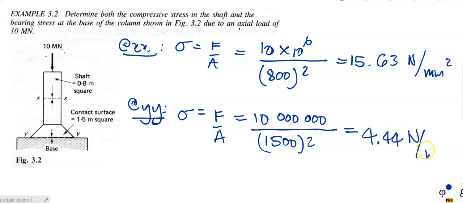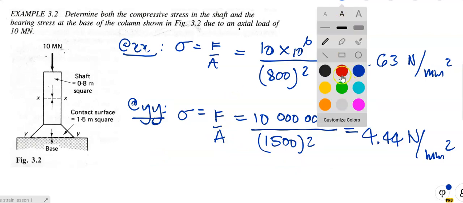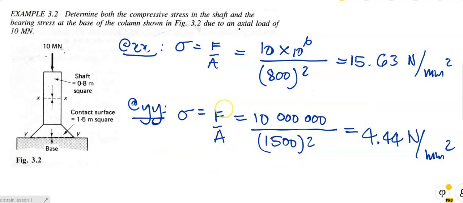newtons per millimeter squared. Can you see there that the force or the load being carried is the same, but as you make the area bigger, it makes mathematical sense. If you look at this little calculation over here, if this stays the same and that gets bigger, ultimately the result is going to get smaller. So that's the stress along the x plane, and that's the stress along the y plane.